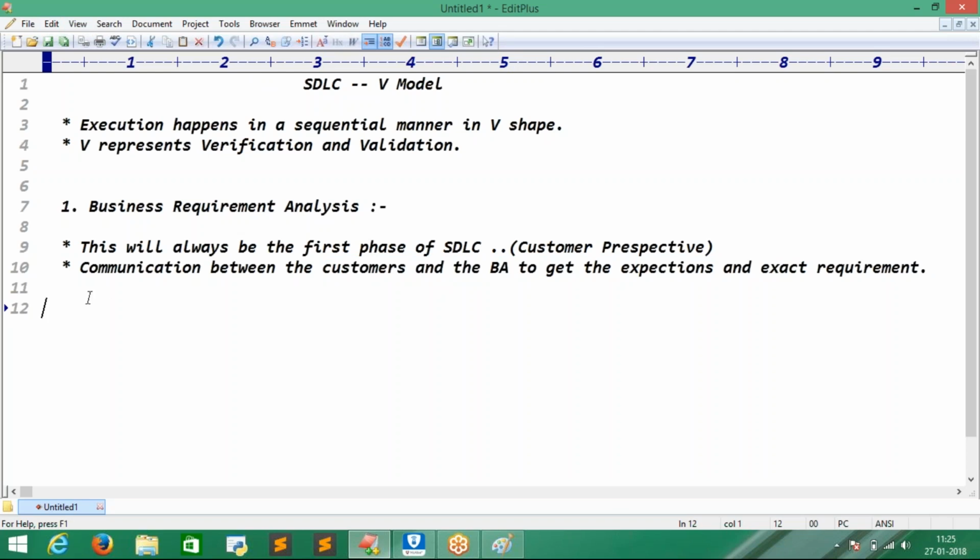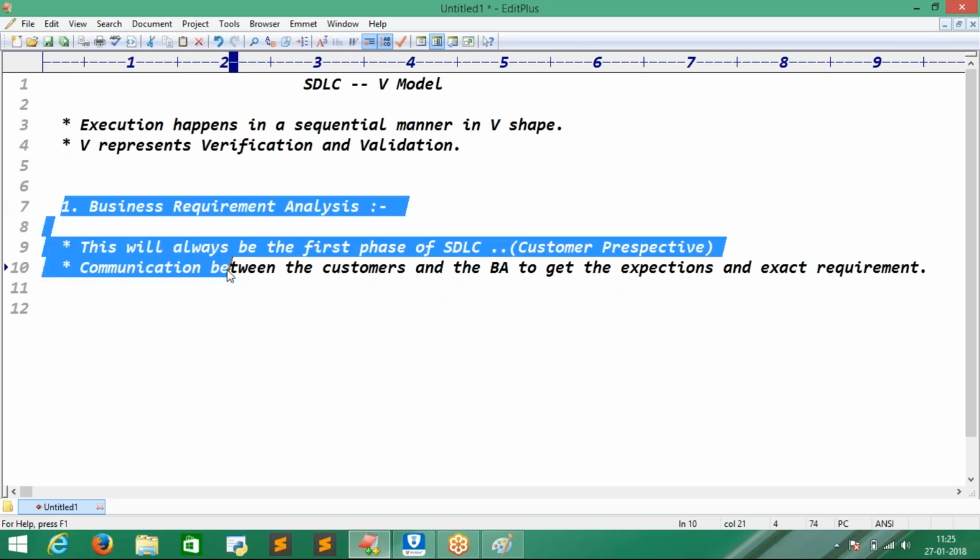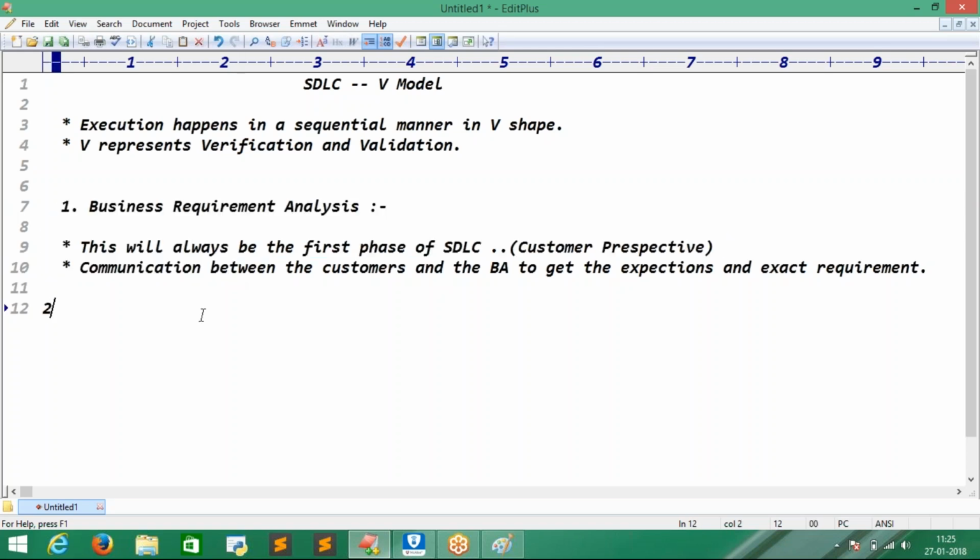We'll get into acceptance test design planning. So this is your business requirement analysis. After business requirement analysis, we have system design. What do you mean by system design over here? Any idea what system design means?